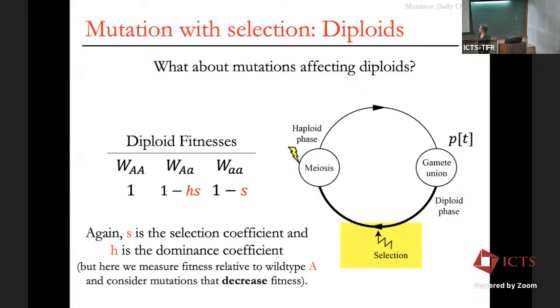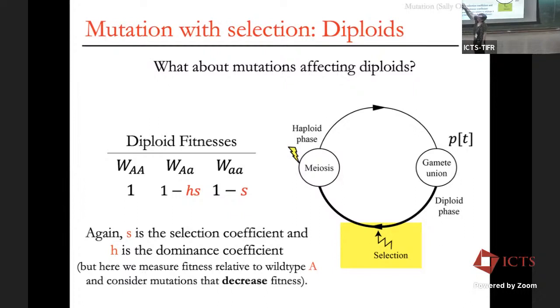I wanted to focus on the haploid model. I like the haploid model because you can really do more of the math and I can show you what's going on. But the diploid model is equivalent. We're just going to add mutations following selection, which we already did on the board this morning.